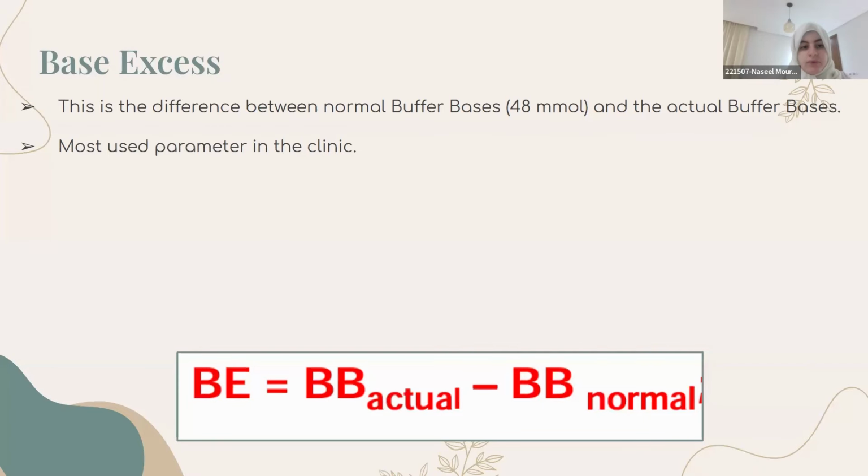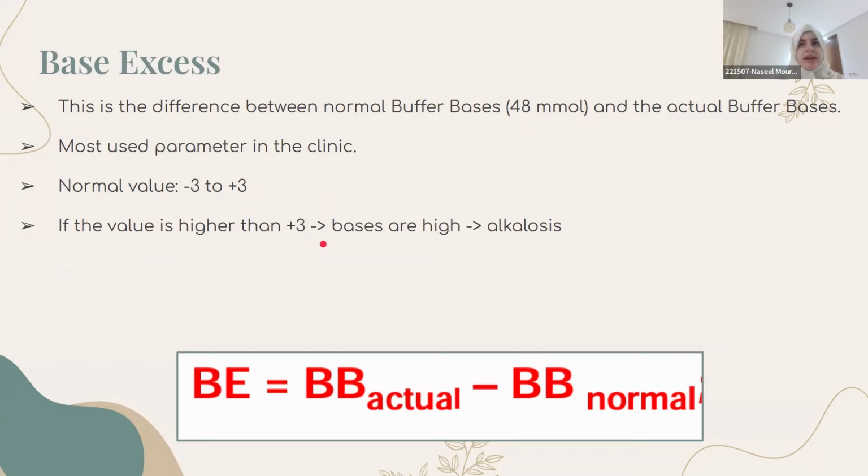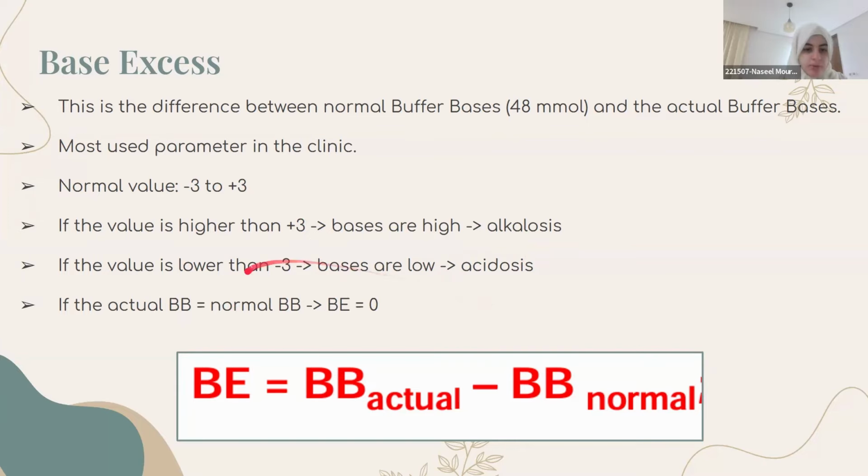Now, the normal value of base excess is -3 to +3. Even though we usually say it's 0, which means that buffer bases are equal to 48, this small range still means that it's normal. If the value is higher than plus 3, you're having an excess in your bases that's more than normal, and so you're having alkalosis because your bases are high. And the opposite is true. If it's lower than -3, you have fewer bases, so you're going into acidosis. If the actual buffer base equals the normal buffer base, which is 48, your base excess is 0.